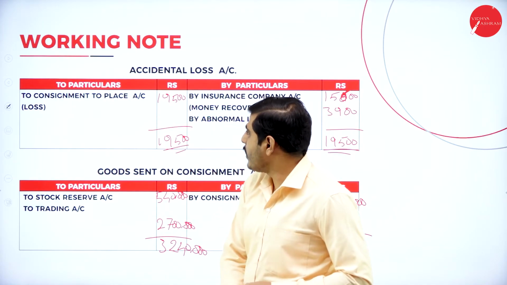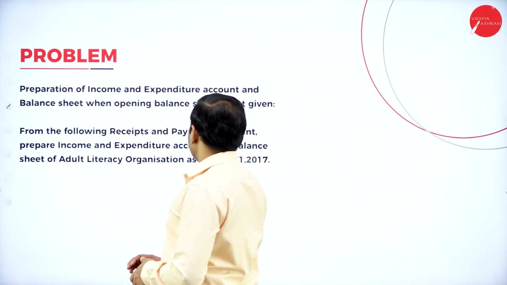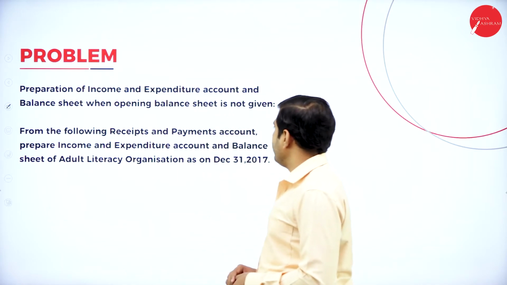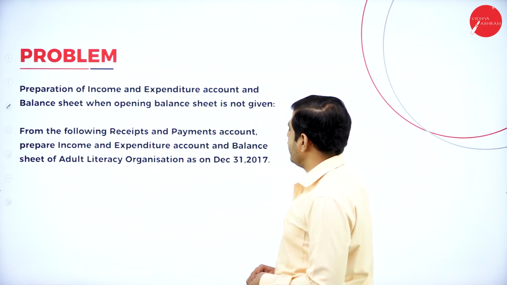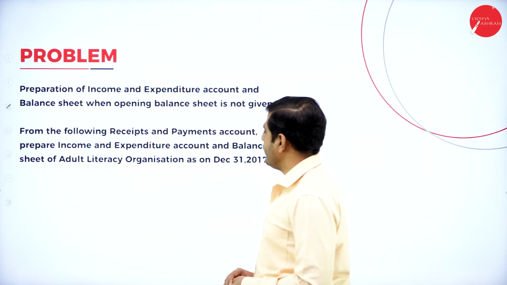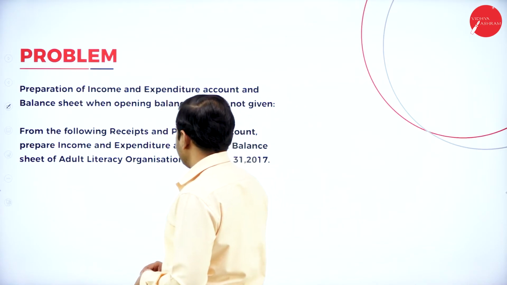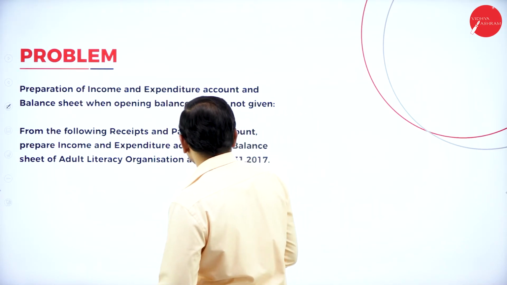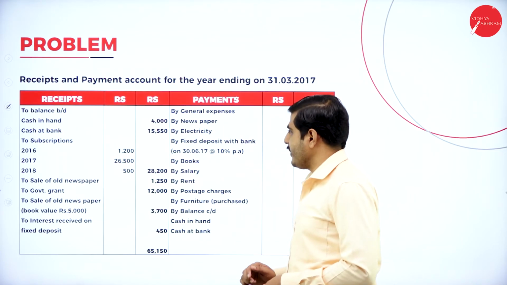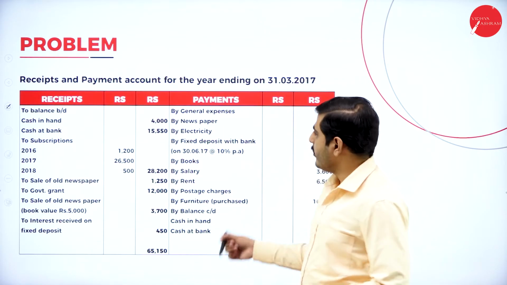Now let's go to one more problem. Prepare an income and expenditure account and balance sheet when opening balance sheet is not given, from the following receipts and payments account. Prepare income and expenditure account and balance sheet, Adult Literacy Organization, as on 31st March 2017. Now this is the problem they have given.